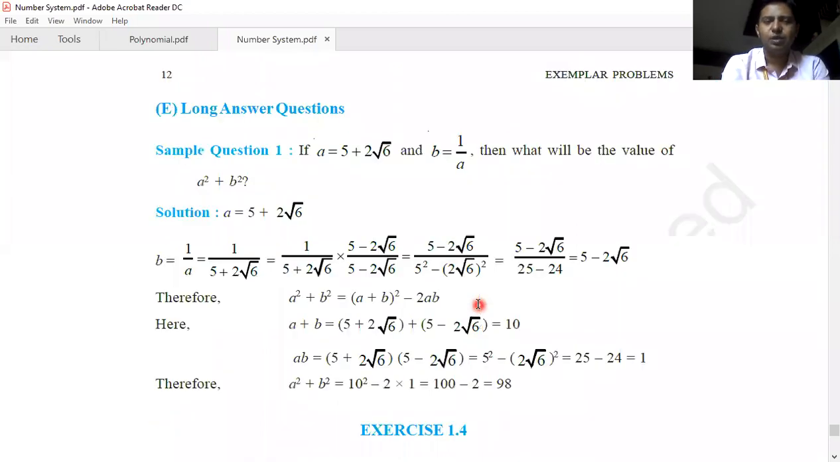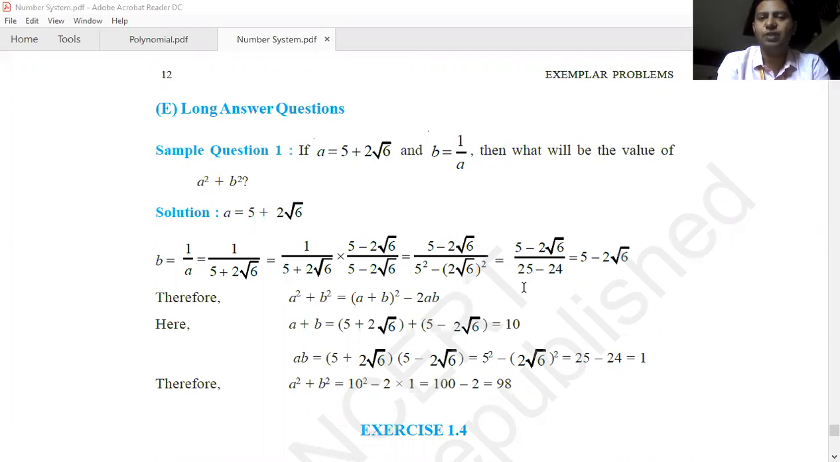Like this, if a is equal to 5 plus 2 root 6 and b is equal to 1 by a, then find the value of a square plus b square. So first we need to find the value of a plus b. This question may be asked: a is equal to 5 plus 2 root 6, b is equal to 1 by a, find a plus b. If a is equal to 5 plus 2 root 6, 1 upon a will be 1 upon 5 plus 2 root 6. We'll rationalize the denominator.